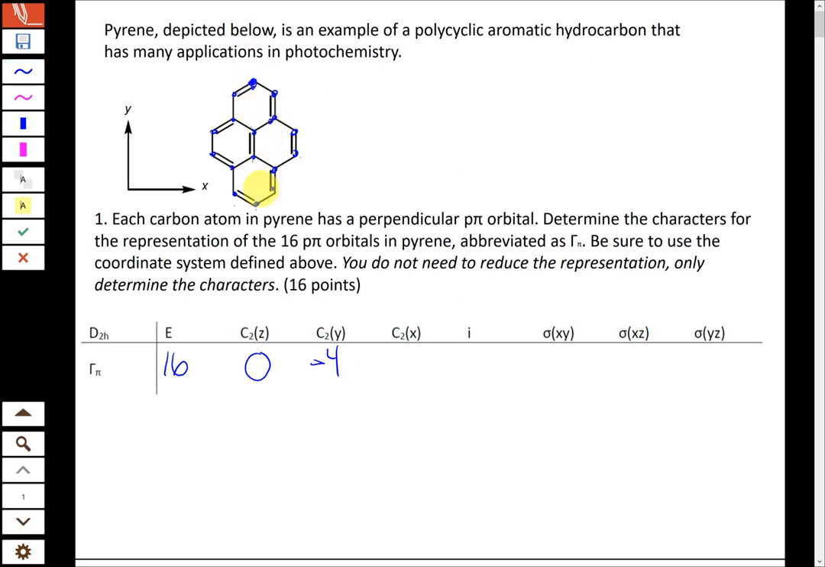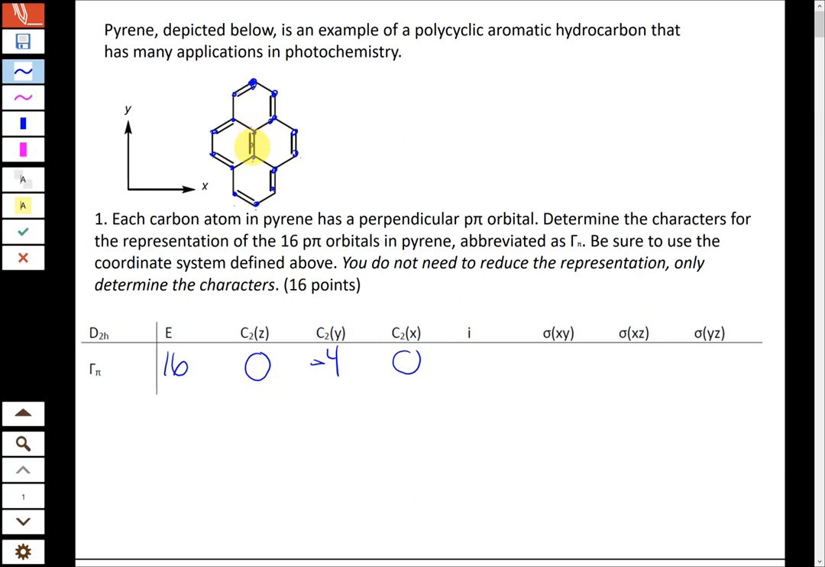For C2(x), X goes horizontally in this coordinate system. Again, there are no pi orbitals along the x-axis. So when we flip the molecule about that axis, flipping the top over to the bottom, as it's drawn here, all 16 pi orbitals move to a new position. They all do change their signs as well, but if they move to a new position in the molecule, it doesn't matter whether they stay the same sign or change their sign under that operation; they always contribute 0. So that's another one that has a character of 0. And then similarly, we have, sorry, not identity, inversion.